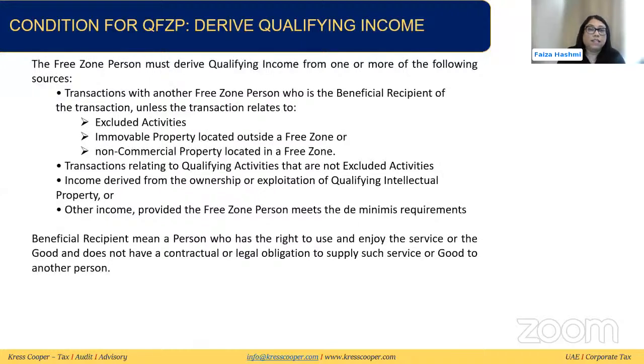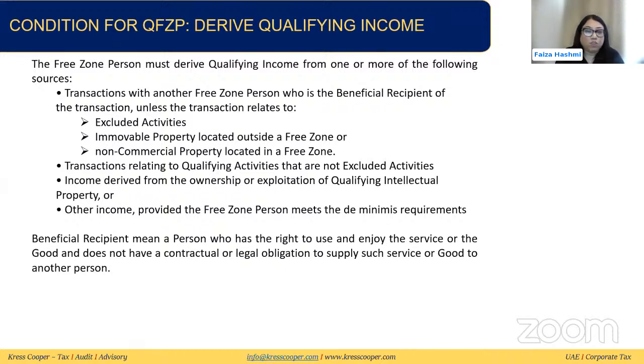The other condition is that the transaction you are doing with the free zone person should not be one that is included in the excluded activities. Mahar will be discussing in detail what the excluded activities are. But for example, transactions with a natural person, in most cases, are part of excluded activities. So it should not be one of those, or any transaction relating to immovable property located outside the free zone, or any non-commercial property, like residential property, located in a free zone.